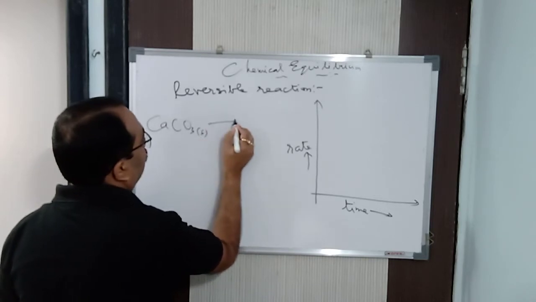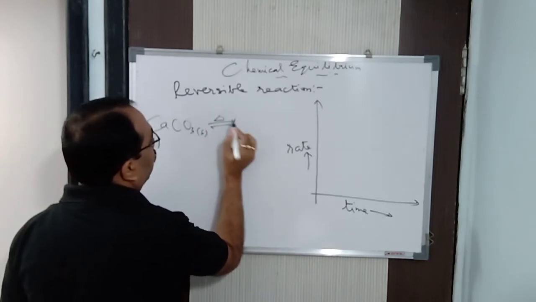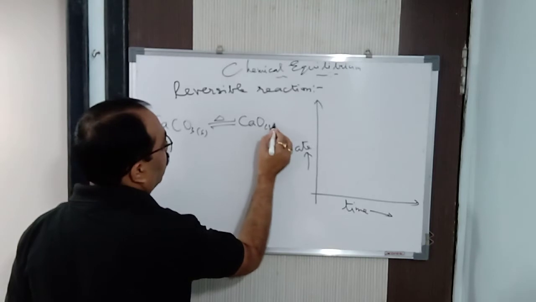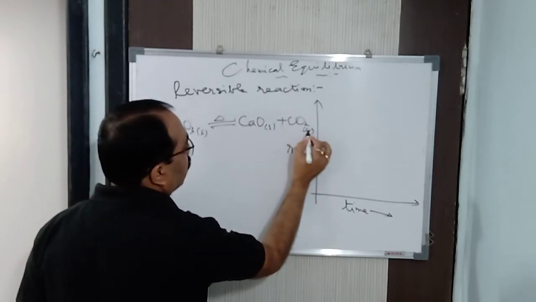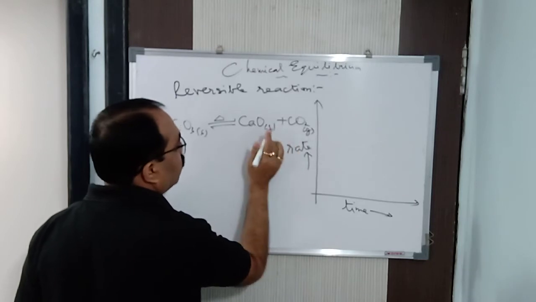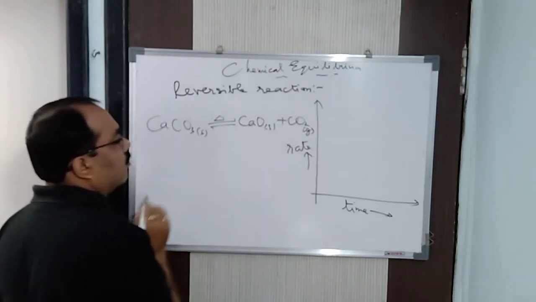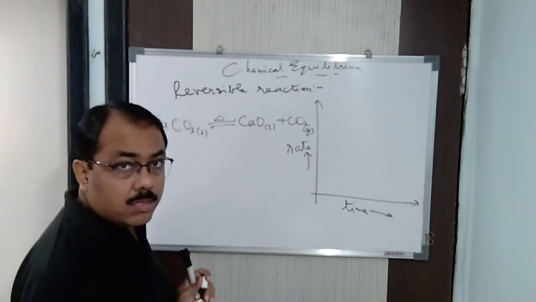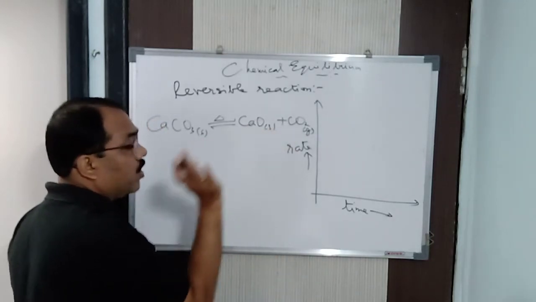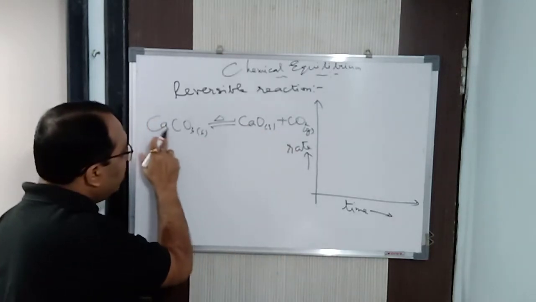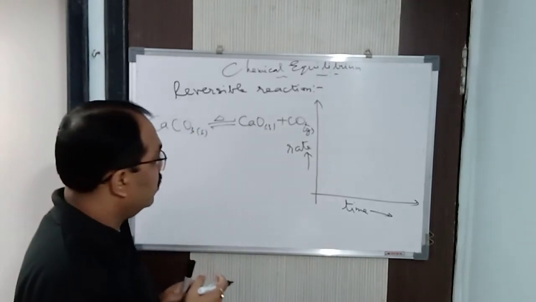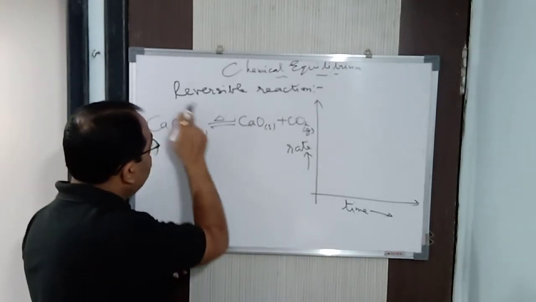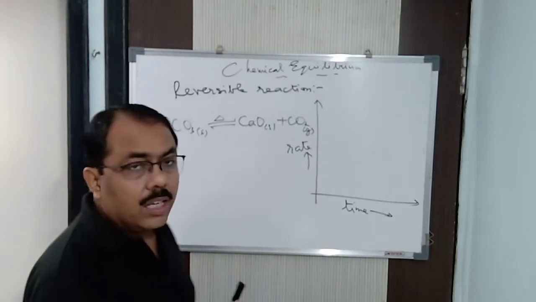For example, let me give an example to you. CaCO3 solid, upon heating, forms CaO solid plus CO2 gas. Always in case of an equilibrium reaction, we need to mention the state of the reactants and the products. So when you are heating calcium carbonate, that is chalk or marble, it forms calcium oxide and carbon dioxide. You can see the concentration of calcium carbonate is very high.